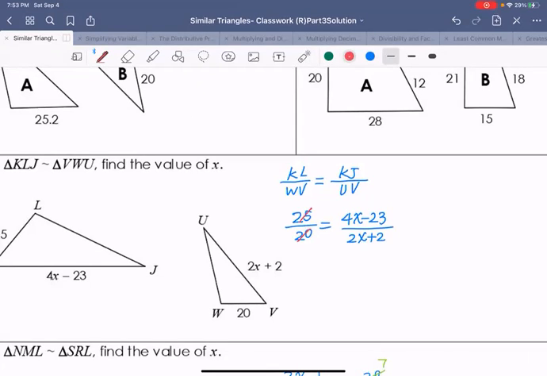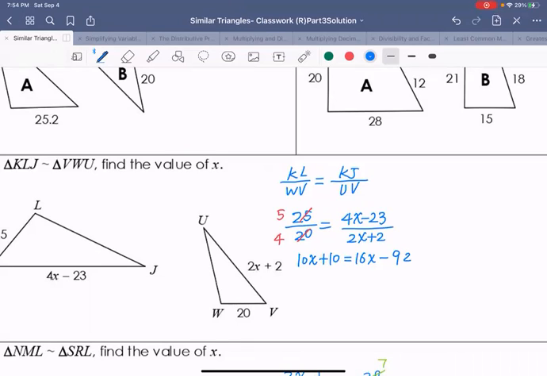Go ahead. This guy can be simplified to what? Continue, please. 5 over 4? Okay, cross multiplication. 10x plus 10 is equal to 16x minus 92. Good job. Continue.